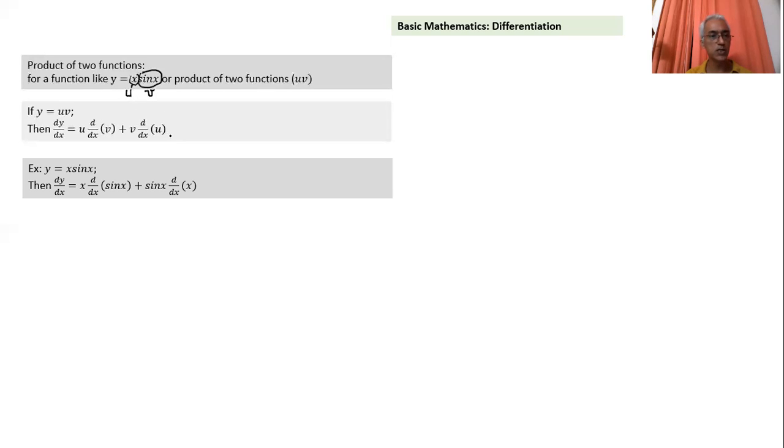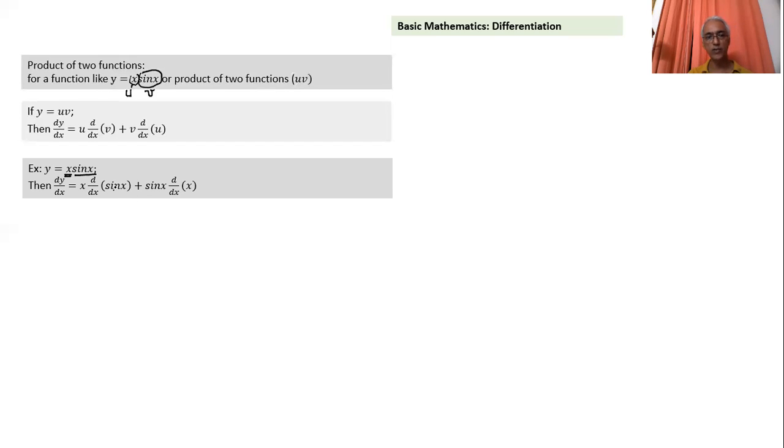And suppose y is equal to x sine x. So how do we apply this formula? This part is the first function and this I am taking as the second function. So first function into derivative of second function, plus second function into derivative of first function. We just put those values and now it is very easy.